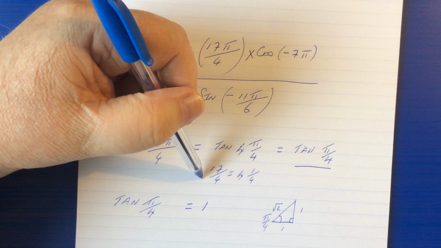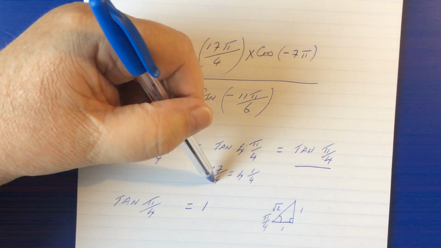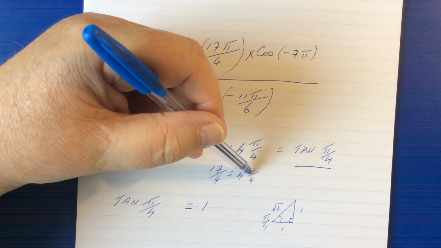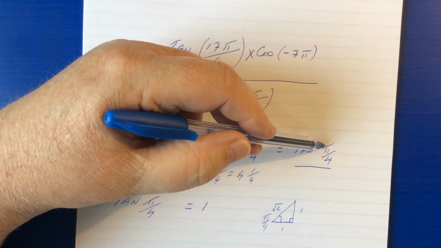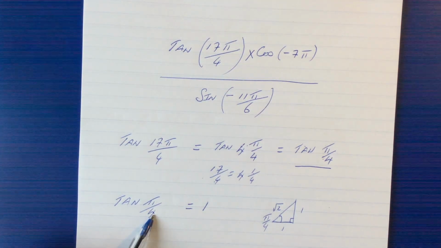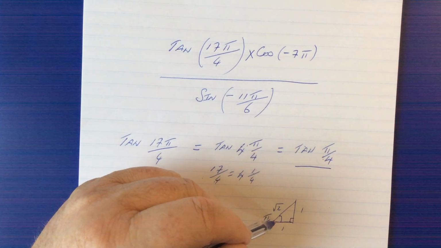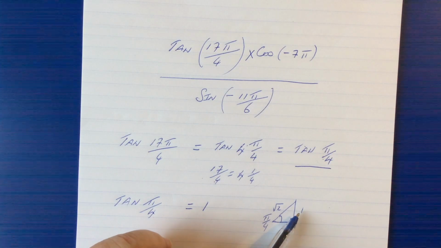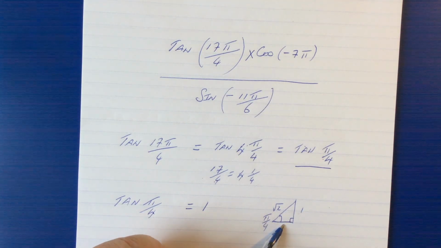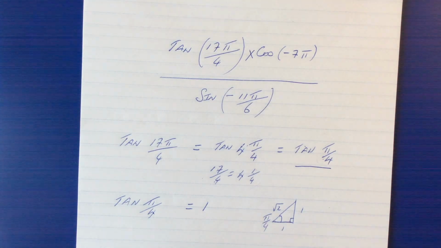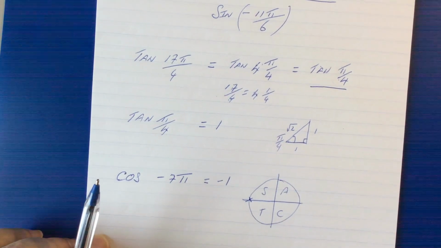Here's the conversion from an improper fraction to a mixed numeral. 4 into 17 goes 4 and 1 remainder. That gives us this. Okay, so what is the tangent of pi on 4? Well, it's 1. Here's pi on 4, 45 degrees. Here's our little triangle, which you must be familiar with by now. 1 divided by 1 is 1. Okay, so on to the cosine of negative 7 pi.